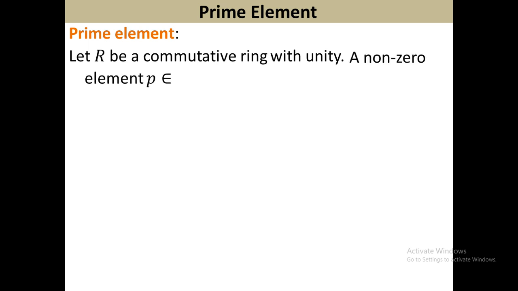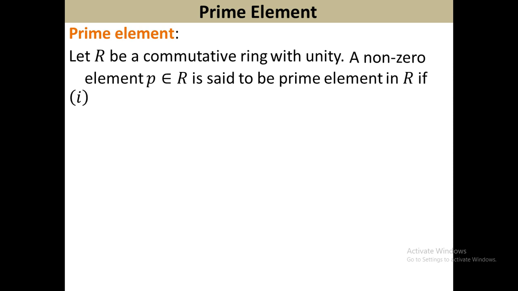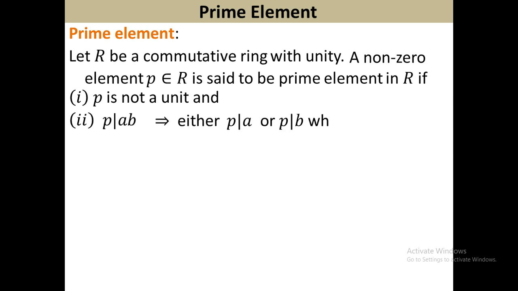A non-zero element P in R is said to be a prime element if the first condition is the same, P is not a unit, and the second condition is different from irreducible element. The second condition is if P divides AB, then either P divides A or P divides B. These are the conditions for a prime element. So an element P will be prime if at first P is non-zero, then P is not a unit, and lastly P divides AB implies either P divides A or P divides B. Now I will give some examples.